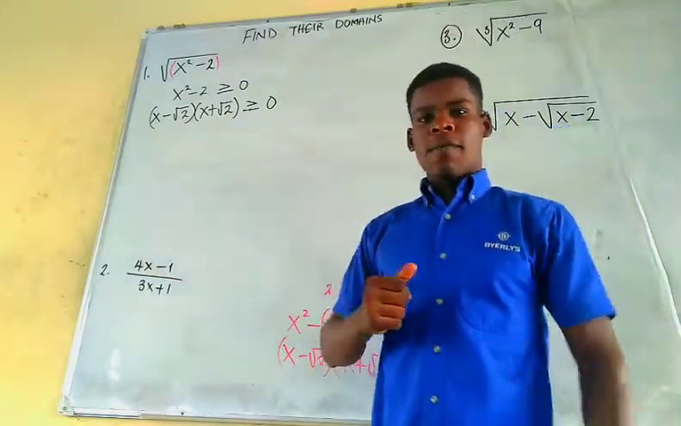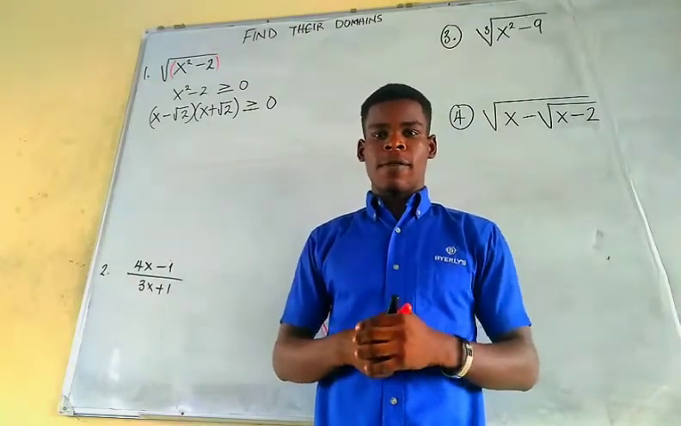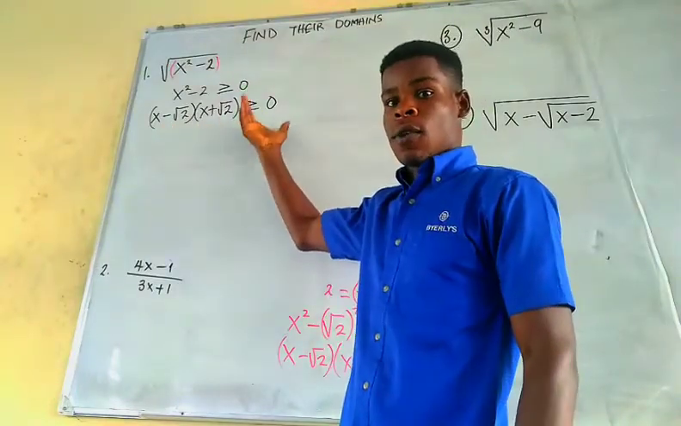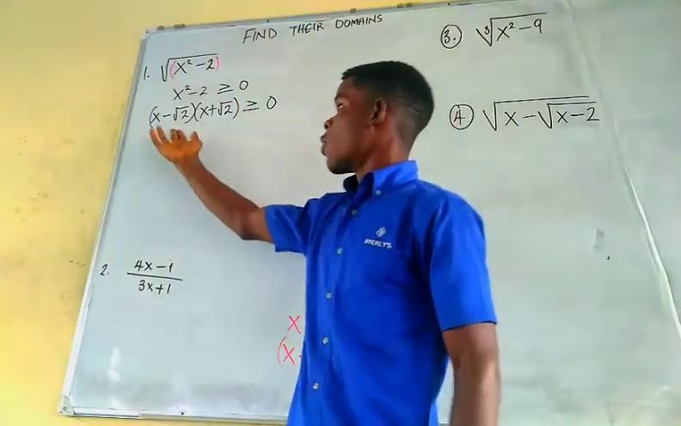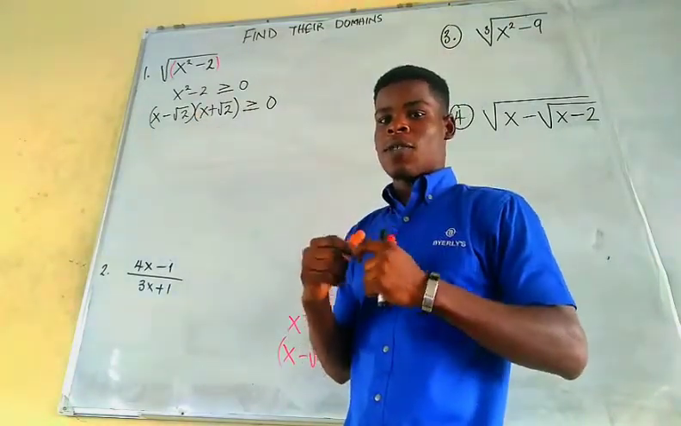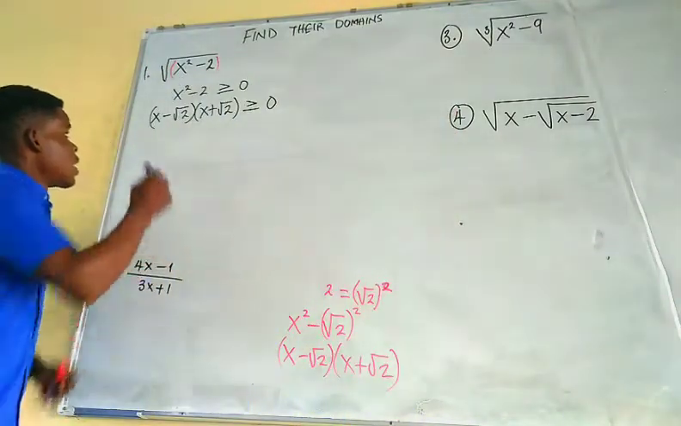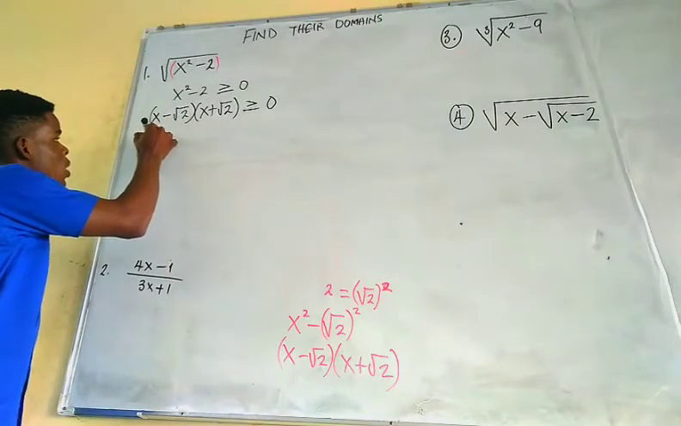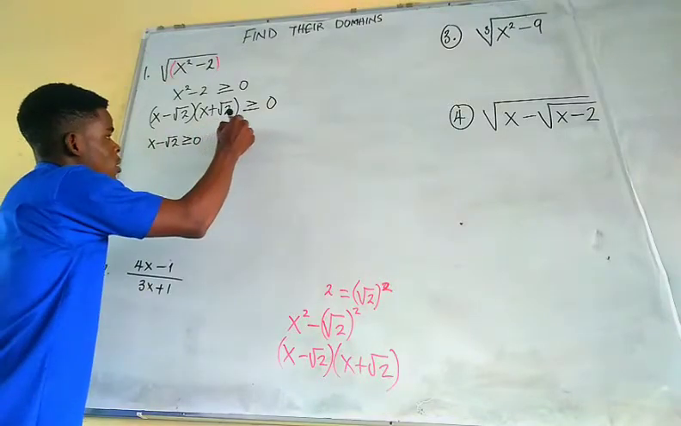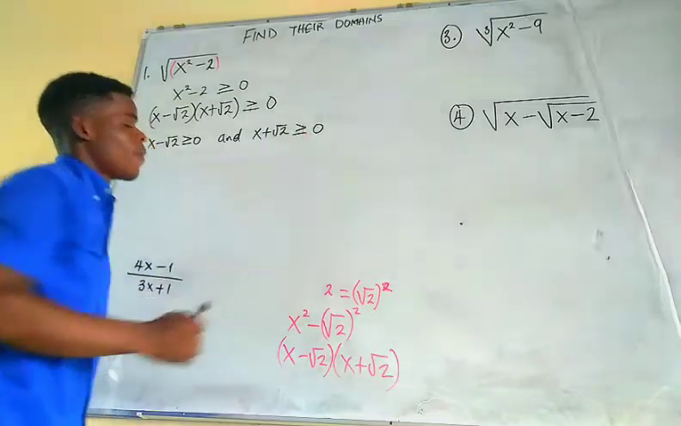Now, for the product of two numbers to be 0, one of them is 0 or both of them are 0. For the product of two numbers to be greater than or equal to 0, it follows that one of the numbers or the two of them should be greater than or equal to 0, or the two numbers should be less than or equal to 0. So from here I would have it that x minus the square root of 2 should be greater than or equal to 0, and x plus the square root of 2 should be greater than or equal to 0 for this to be possible.